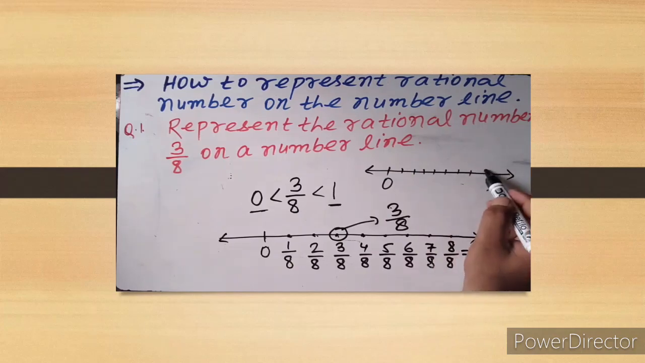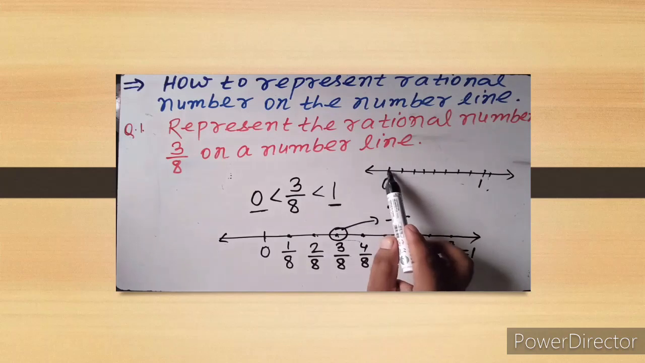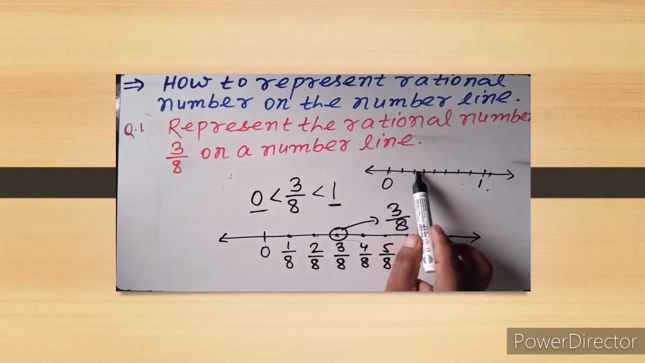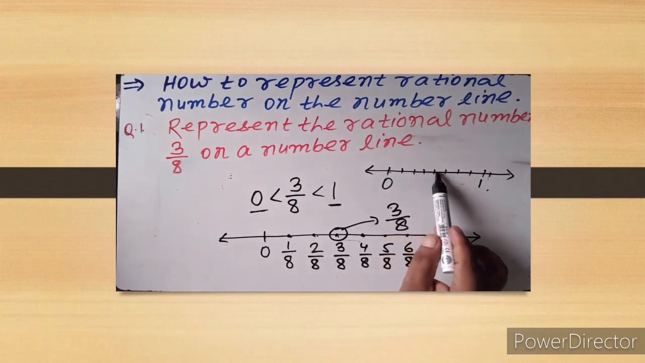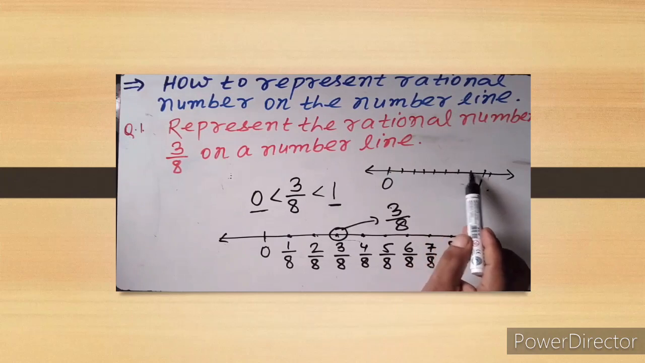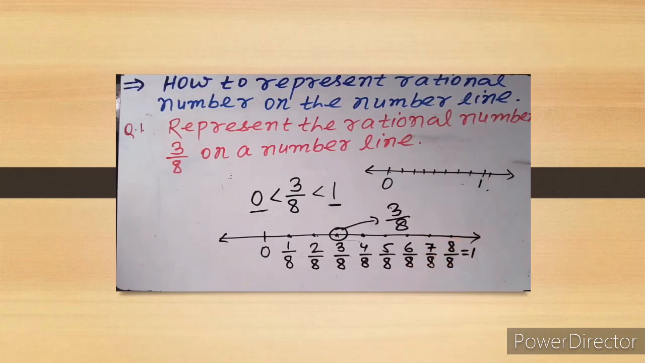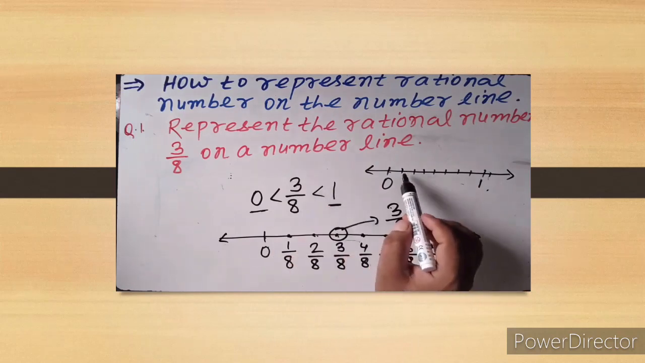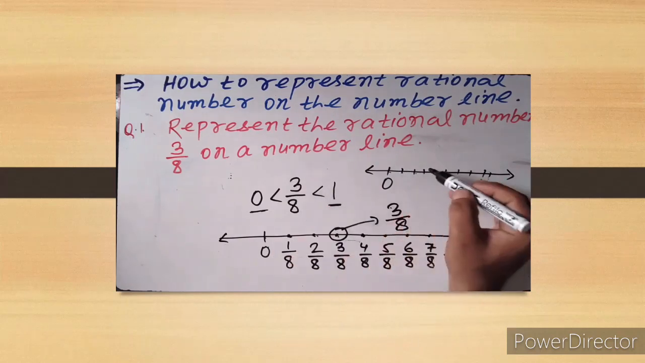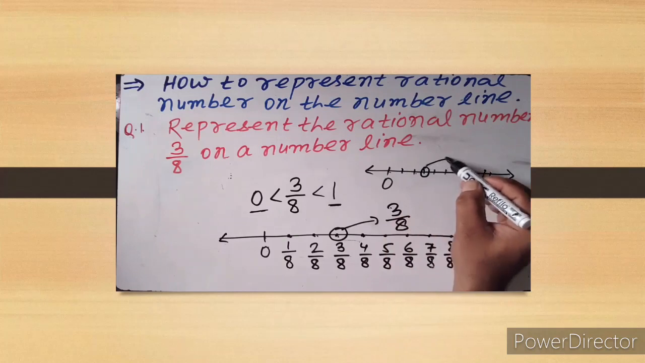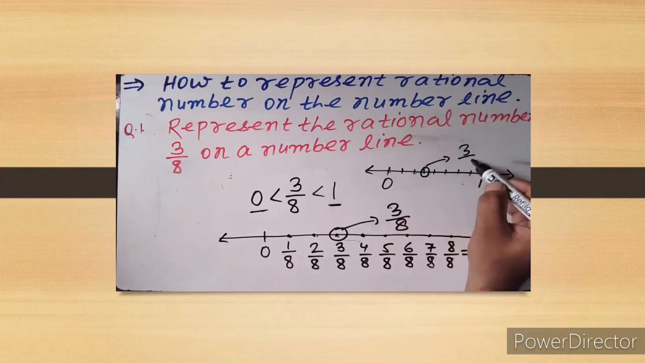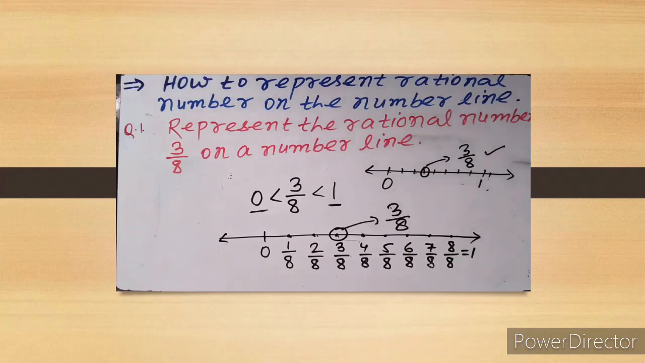and you will take over here, this is 8, which is 1. You can see this is 1 part, 2 part, 3 part, 4, 5, 6, 7, and this is 8. Now you have to represent 3 by 8. So you will count 1, 2, 3. This is your 3 by 8. So like this also you can take.